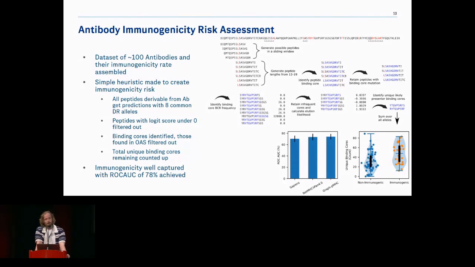And so what I think this is showing us is that having these binding cores in antibodies is bad. If you reduce them, you can really significantly reduce your immunogenicity risk. And I think with the ascendance of generating antibodies in silico, we should be able to generate antibodies that really have very few binding cores. And so I think in the future, immunogenicity will be much less of an issue in our clinical trials.